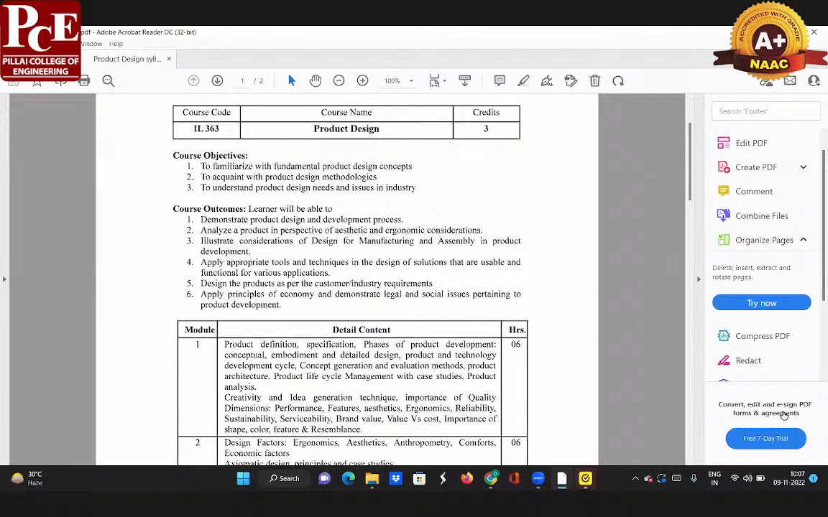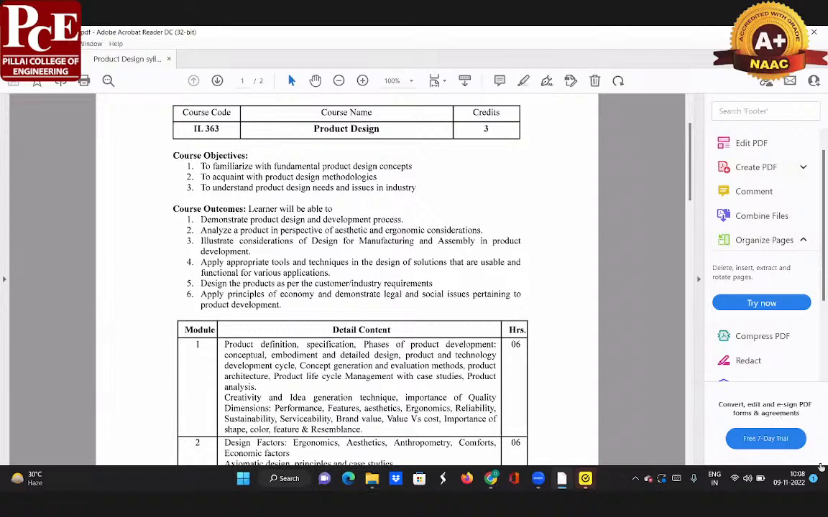Then there are different methods, techniques and tools which are required to design any product, and that also is one of the course outcomes. And then, as per the industry and societal requirement, one will be able to design the product. The last course outcome would be to be aware about the economics of the product, the legal and social issues, and then some portion on the IP acts.